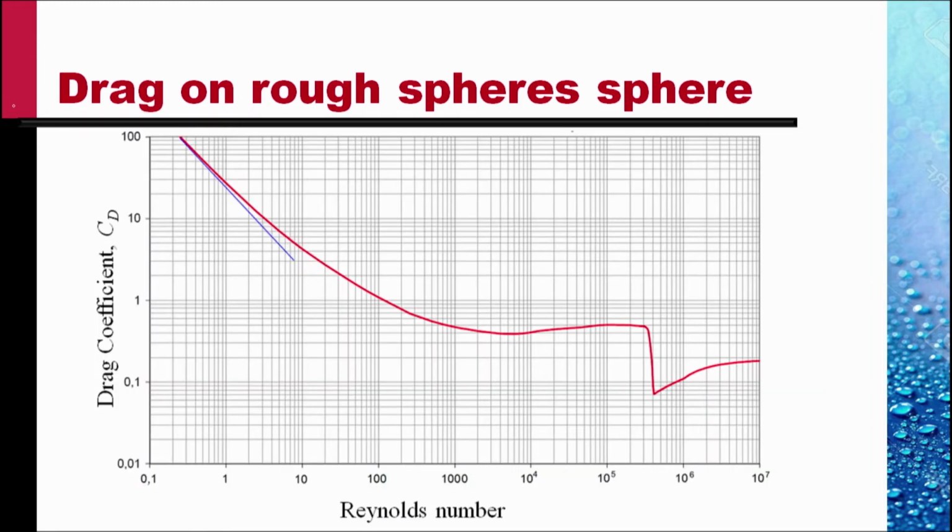What is going on is the fact that if the sphere is rough, the transition changes by a factor of 5 to 6. It reduces the Reynolds number. And so the velocity at which the transition occurs is about 6 times lower than what the velocity listed in the last slide.